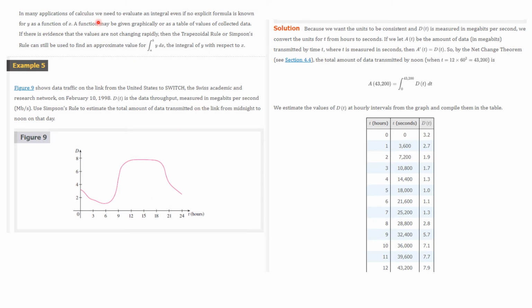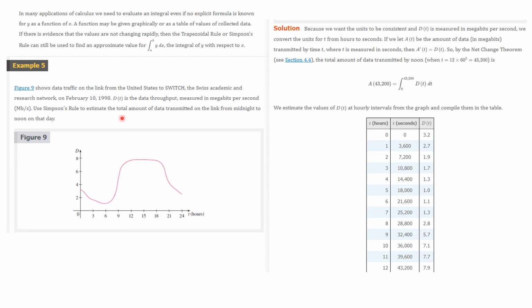Now, in many applications of calculus, you need to evaluate an integral even if no explicit formula is known. For example, suppose you did measurements of something. In this case, we're looking at data traffic on a communications link that goes to Switch, the Swiss Academic and Research Network. D of t is the data throughput measured in megabits per second.